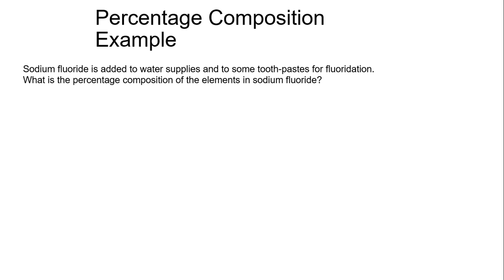So let's do another example. This time I'll break it down into individual steps so that you can see, and then we'll get a really important point at the end of this. Let's talk about sodium fluoride. We often add this to water supplies and also to many toothpastes so that we can add some fluoridation for the health of our teeth. So we want to know what percent of composition of the elements of both sodium and fluoride is in this compound. So the first thing we do is we write the formula for sodium fluoride. Voila. Sodium Na and fluorine F. Sodium fluoride is NaF, excuse me.